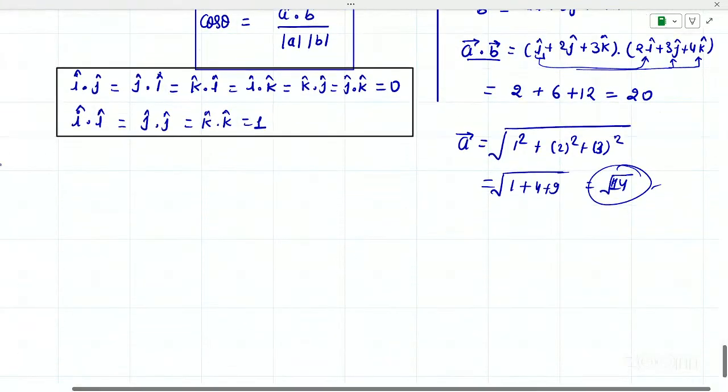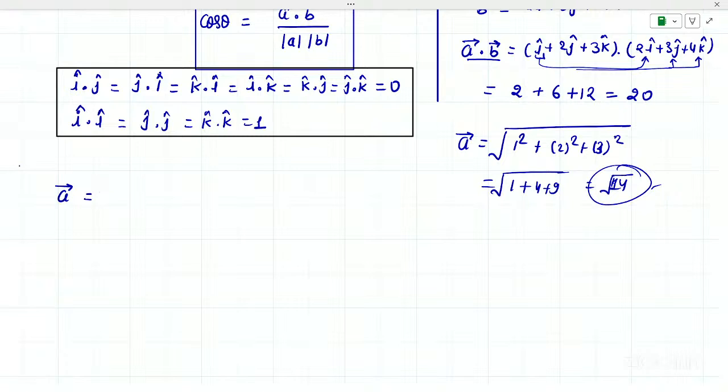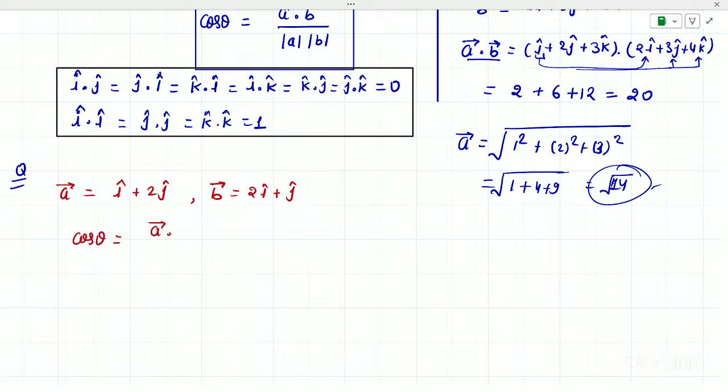Now, let's take up a question here to calculate the angle. A vector is given as, this is the question. Vector A is given as I cap plus 2j cap. Vector B is given as 2I cap plus j cap. Now find out the angle between them. So we can say that cos theta is nothing but A vector dot B vector divided by magnitude of A into magnitude of B.